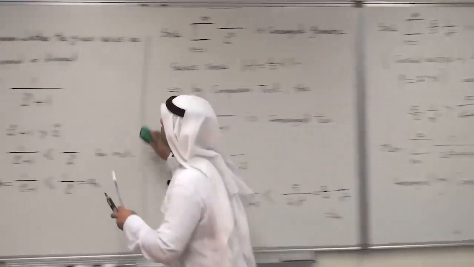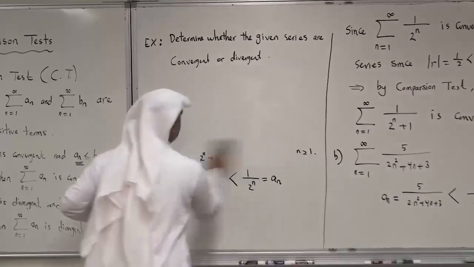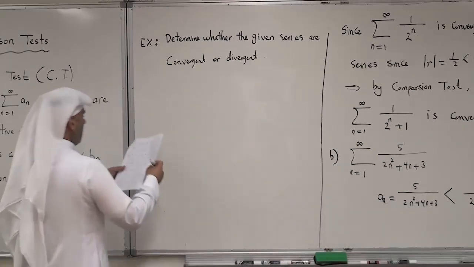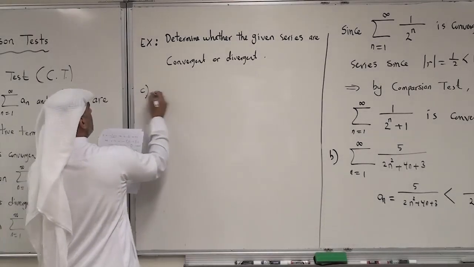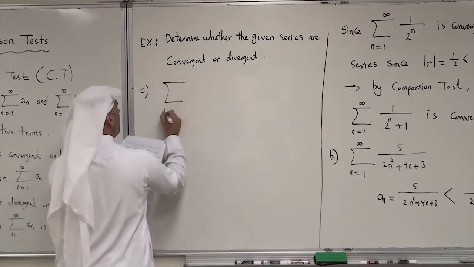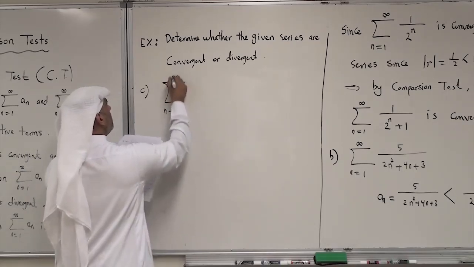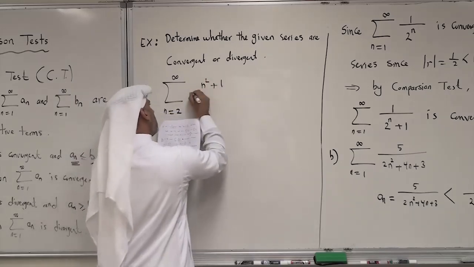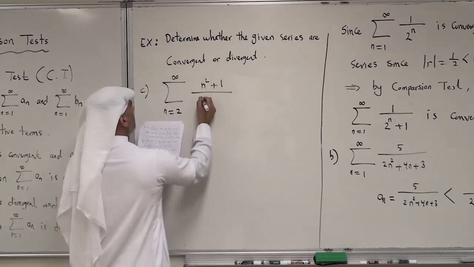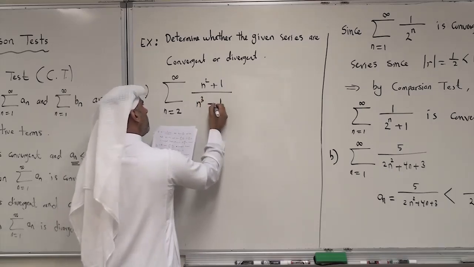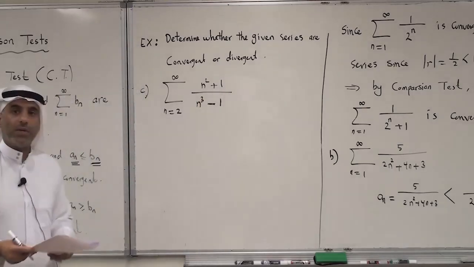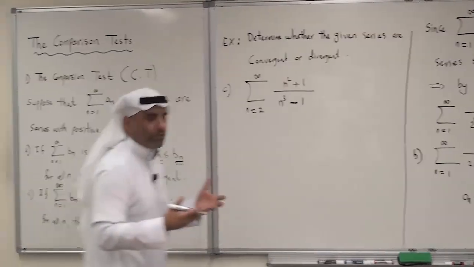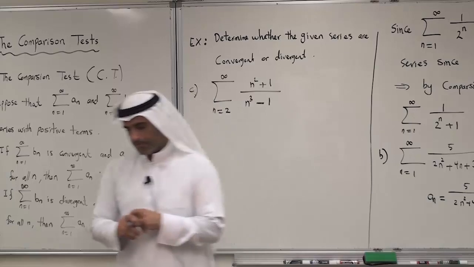Okay, let us see more exercises here. Let us discuss part C. Part C is a question like this. It's the summation from n equal to 2 up to infinity of n squared plus 1 all over n cubed minus 1. So, is this series convergent or divergent? How do we prove convergence or divergence?